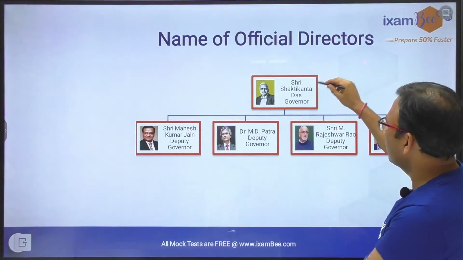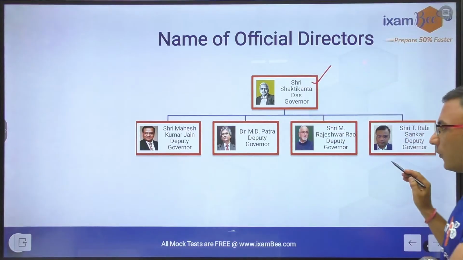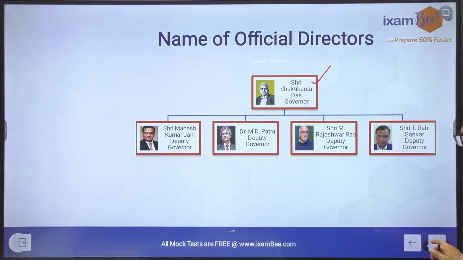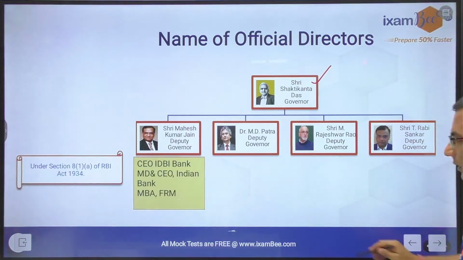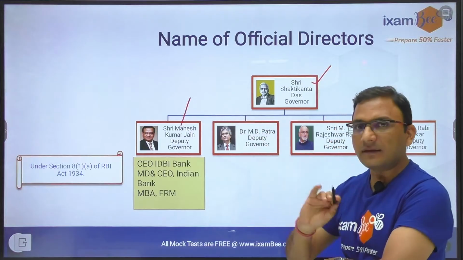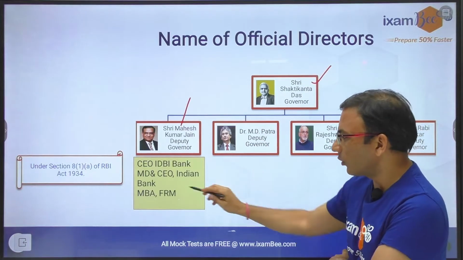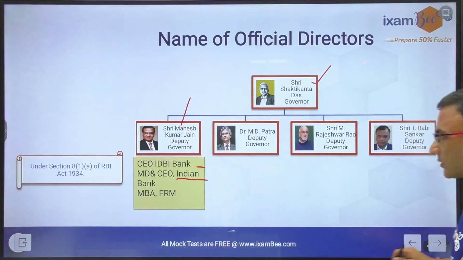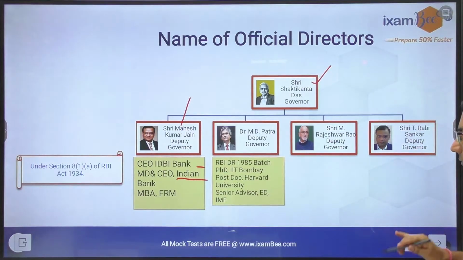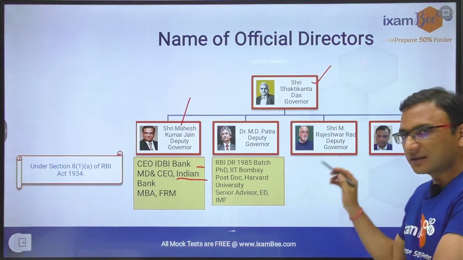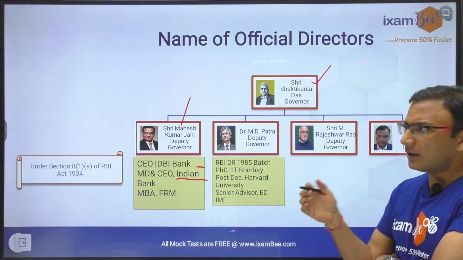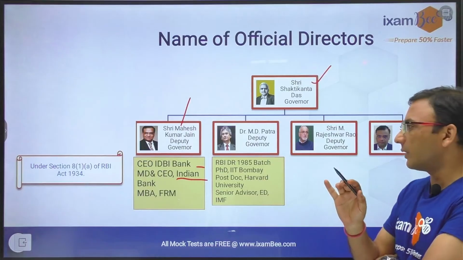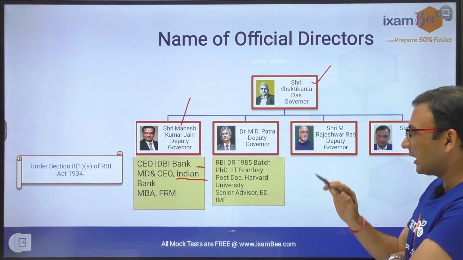So the governor is here. Among the 4 deputy governors, if you just have a look at their profiles briefly, you will realize that one comes from commercial banking experience, and that is the trend. Mr. Manesh Kumar Jain right now comes from that experience. The rest, 3, may come from RBI. Normally 2 minimum are from RBI, but 3 are also there.